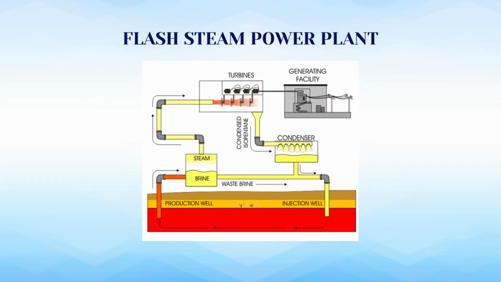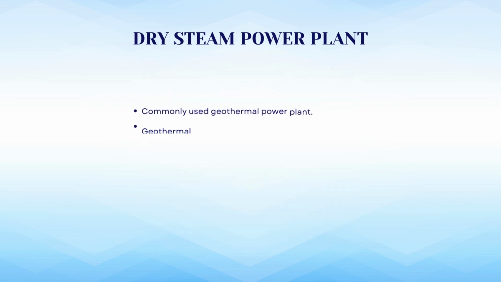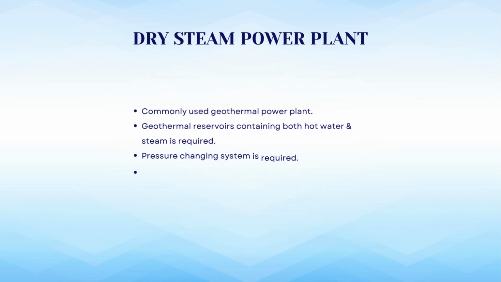Flash steam power plant. The diagram shows the working of a flash steam power plant, from injection of the hot stream, passing through the pipe and attached to a generating facility, then again going into the injection well. It is the commonly used geothermal plant. This geothermal reservoir contains both hot water and steam.